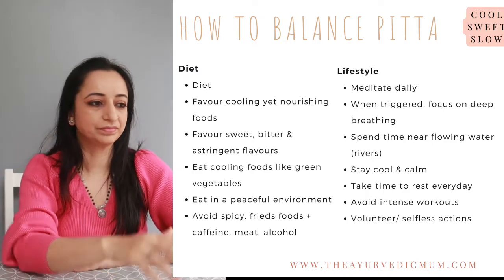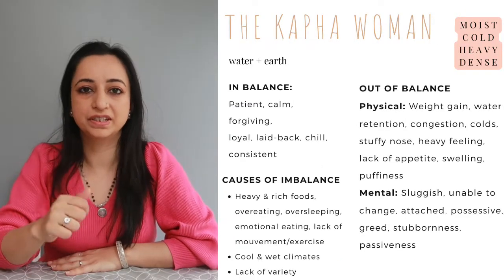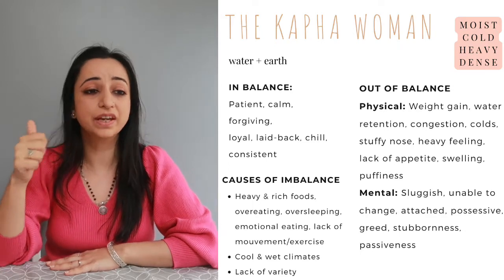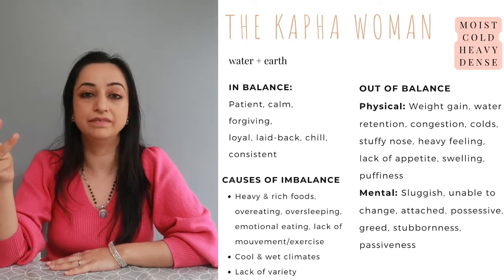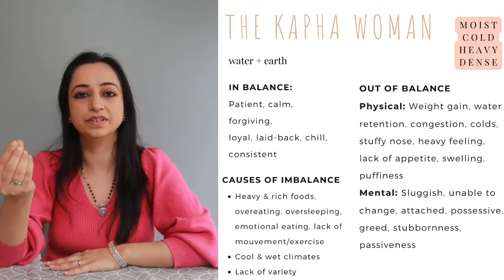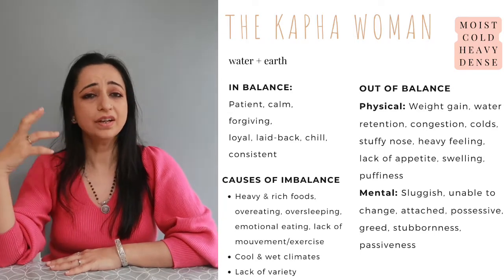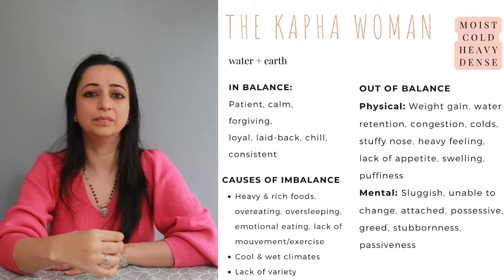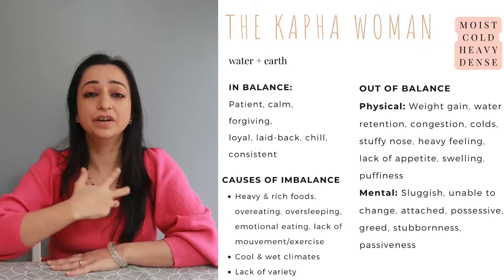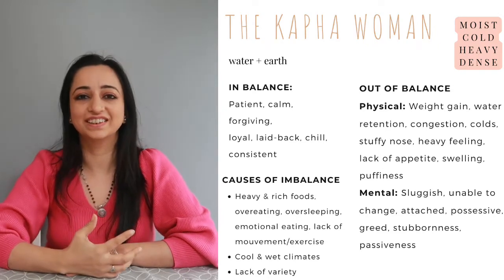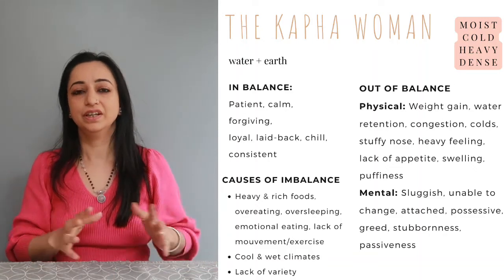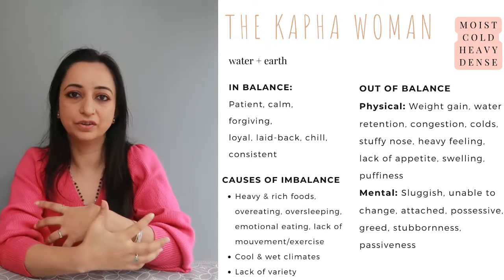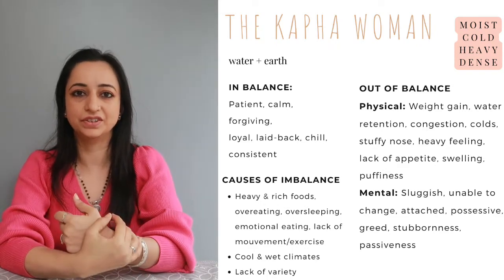Now the kapha person is someone with water and earth element, is someone who is stable, moist, cold, heavy and dense. These are the qualities of these elements, and they are very loving people. They're very quiet, calm, stable, nurturing, and they have careers like being a nurse, where they are very open to listening and taking care of you. They have a very motherly nature.